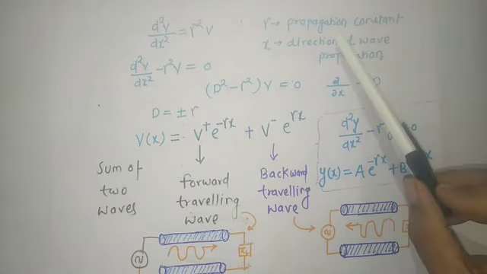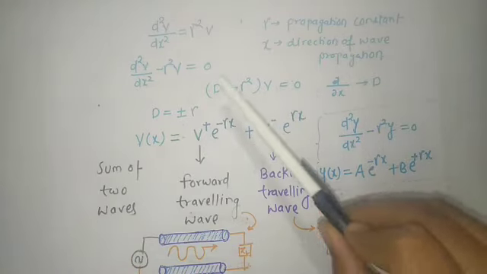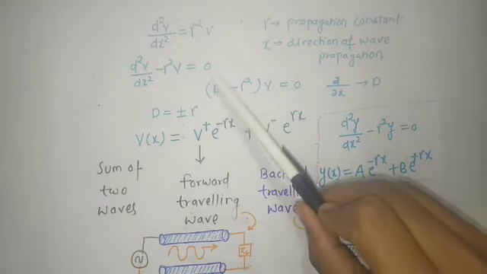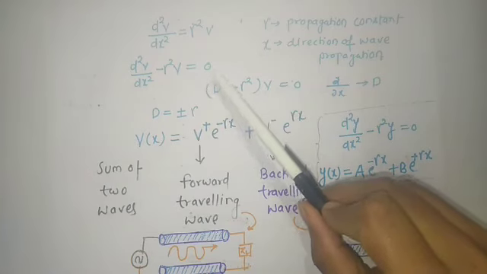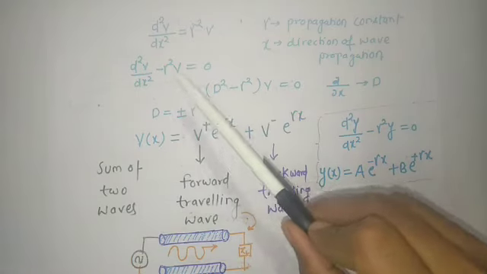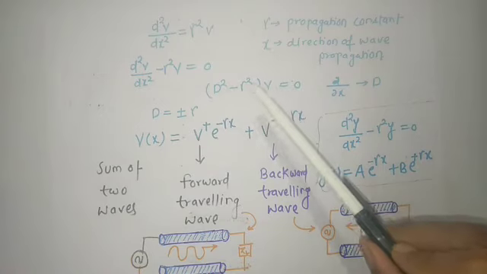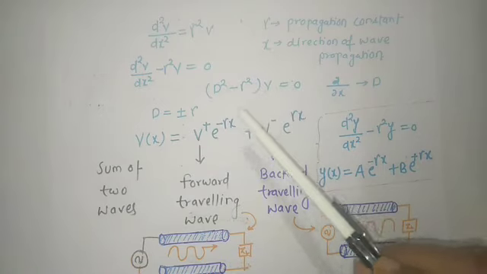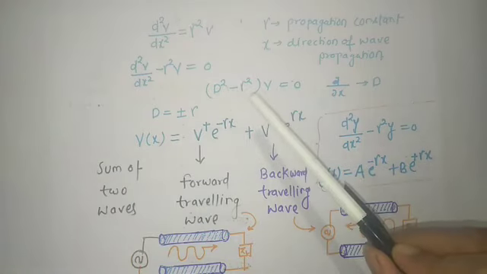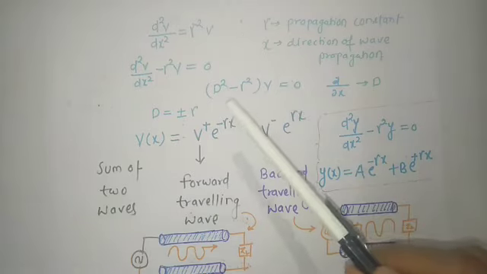Recall that your propagation constant depends on the primary constants of the transmission line, and now we are going to solve this second order differential equation. On the right hand side we can see there is no function. It means that in the solution of the differential equation two terms are present. One is the complementary function, the other one is the particular integral. So the right hand side is 0, which means your particular integral will not be there. Only the complementary function will be there.